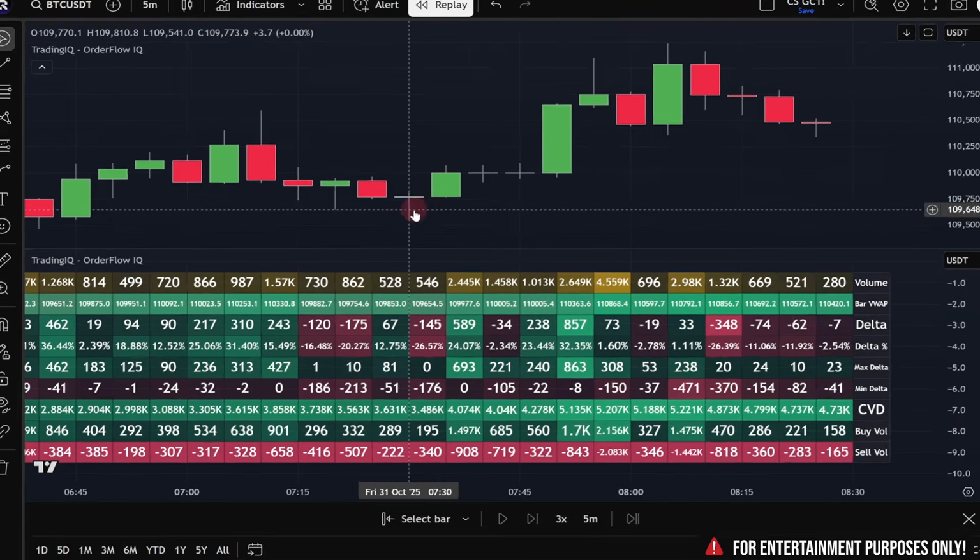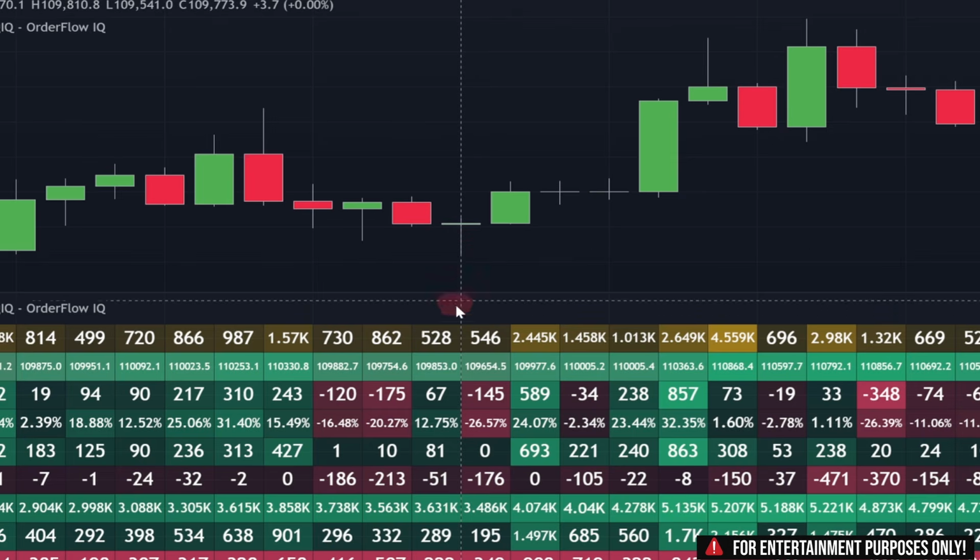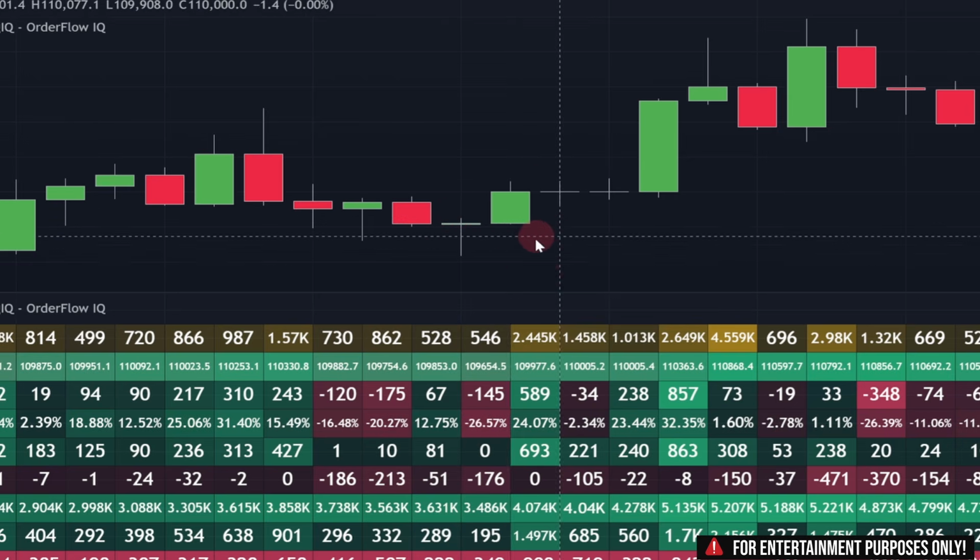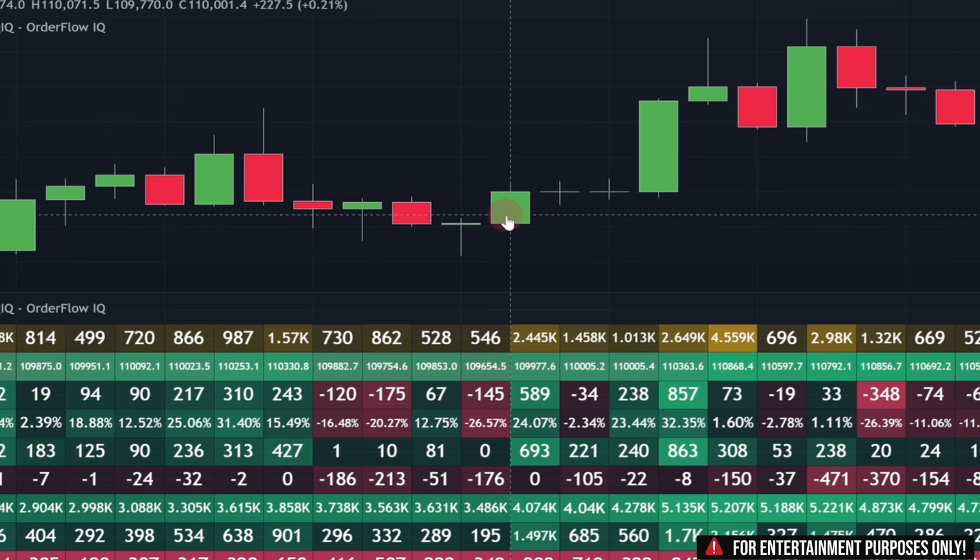Check out this candlestick here. It sort of represents a doji, but it has a negative 26.5% delta percentage. This means the ratio of buying to selling on this candlestick was heavily seller dominated. Check out the very next candle, which doesn't make a significant move upwards. The delta percentage for this candle flipped all the way up to 24%, indicating the ratio of buying to selling was heavily buyer favored on this candle.